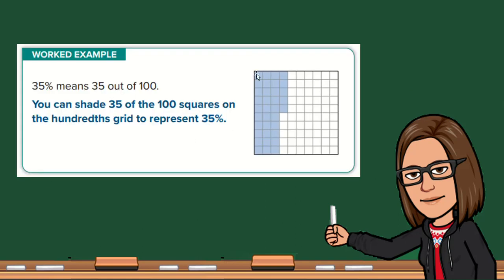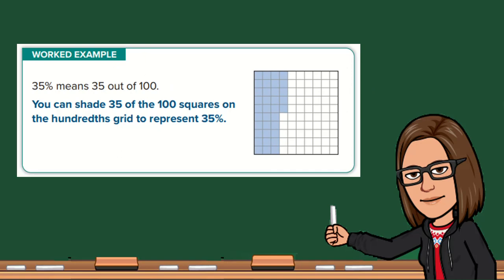So here we have this example. We have this grid with these shaded in. We can see that it's a 10 by 10. So if you count, it's going to be 10, 20, 35. So we would say it's 35% or 35 out of 100.